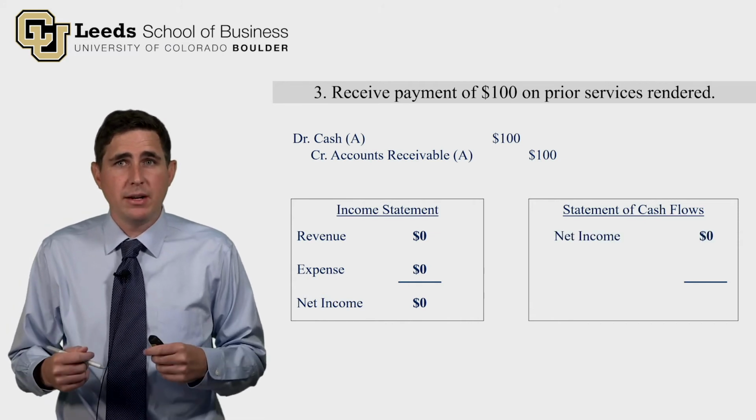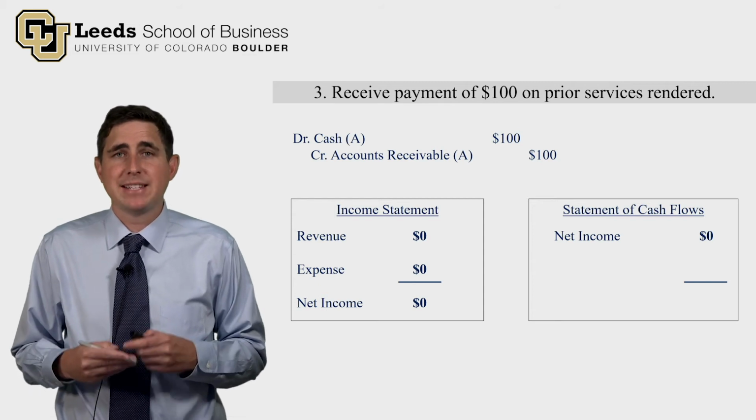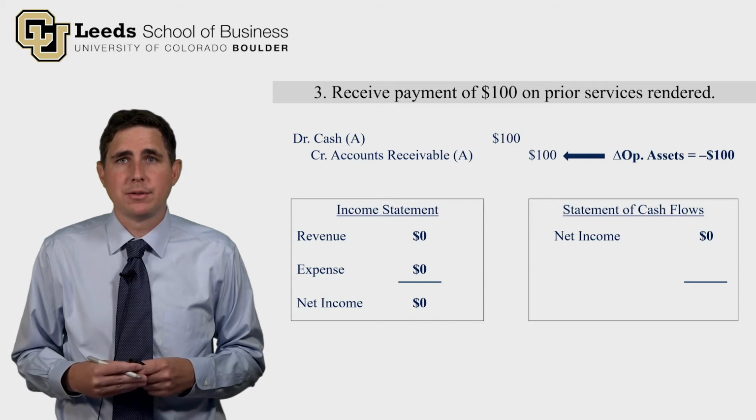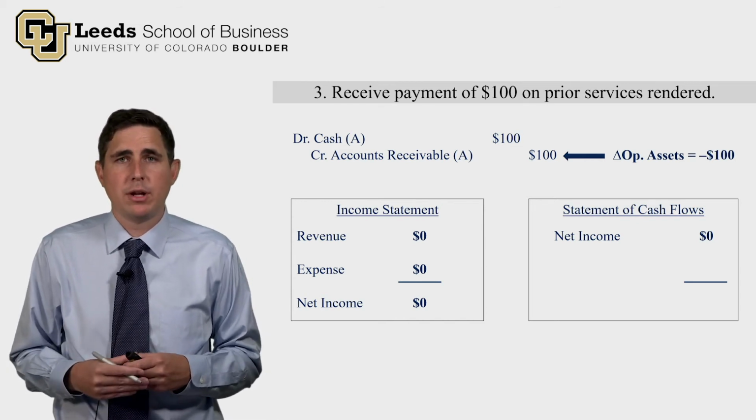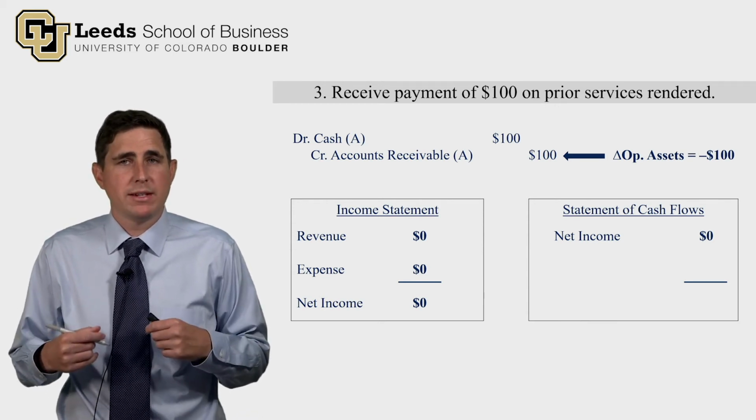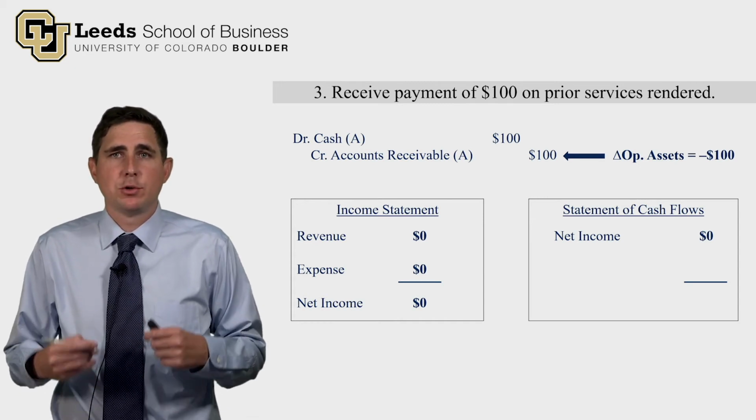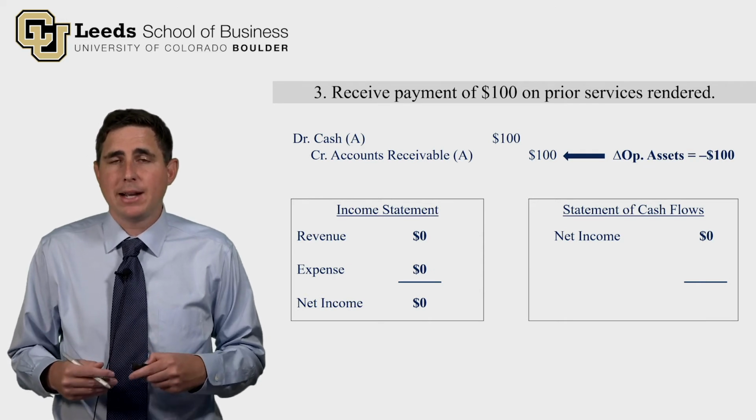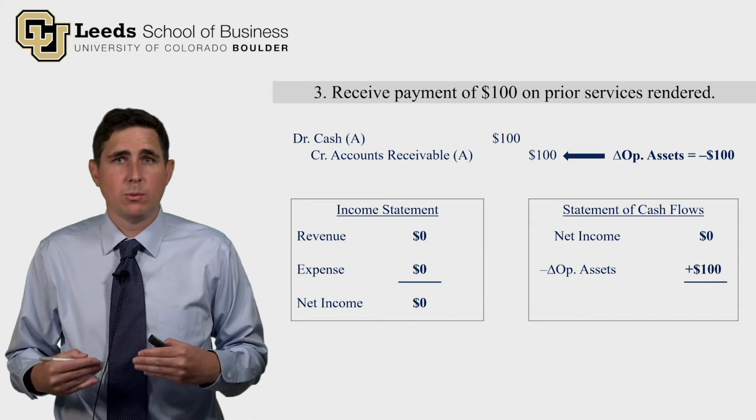We start with net income of 0. But remember, that accounts receivable account, that's a non-cash operating asset, and it went down by $100. So the change in operating assets is a minus $100. And recall again, what is one of the steps in our formula to arrive at operating cash flow? We subtract changes in operating assets. So we will subtract that negative 100. So when we do that, we end up with a plus 100.